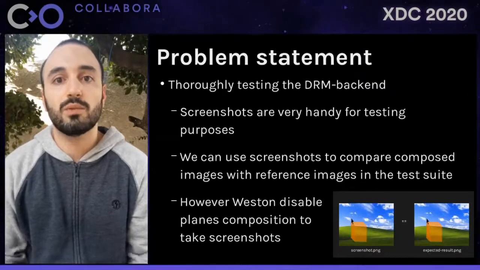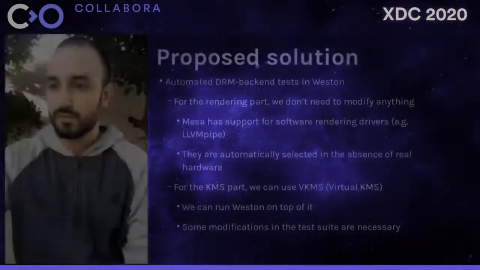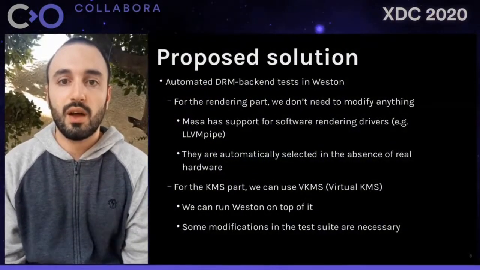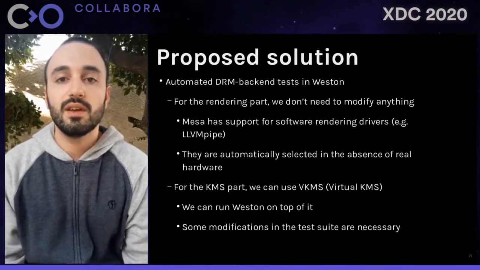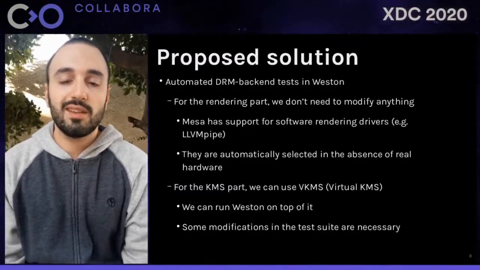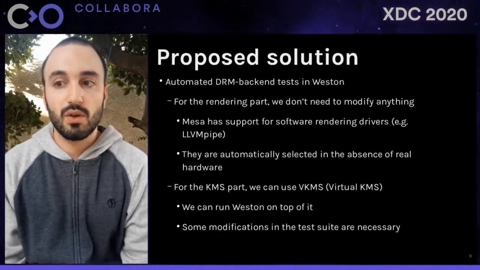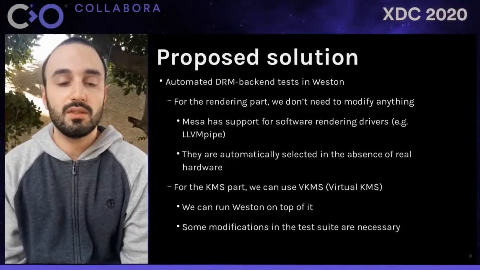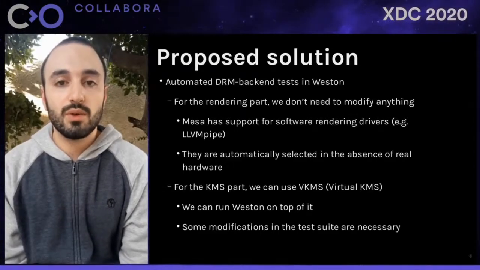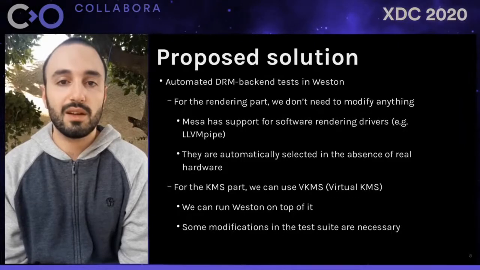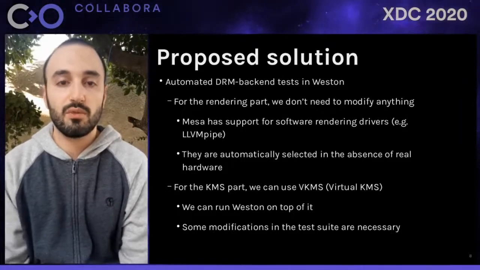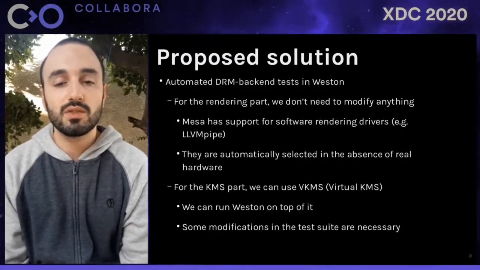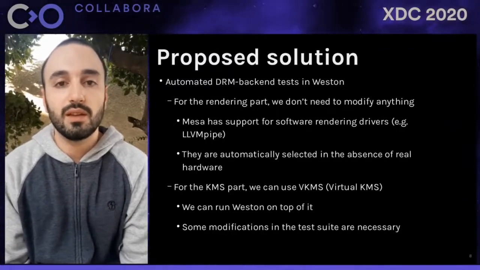This is the other problem that we had. The proposed solution for the fact that we don't have a graphics card available in the GitLab CI, for the rendering part we don't have to worry. So for instance, if Weston wants to perform an animation and use GL calls, Mesa will handle this and fall back to software rendering options. For instance, LLVMpipe, which will then convert GL calls into something the CPU can handle.